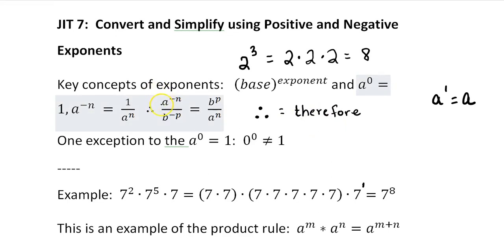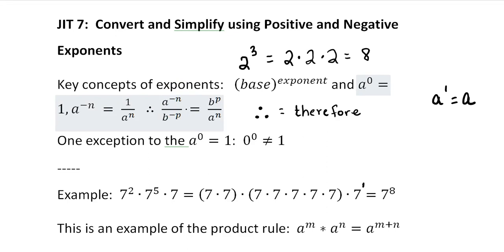So I have a to the negative n over b to the negative p is the same as saying b to the p, right? I've moved this up and I've dropped off that negative sign. And here I have my a to the negative n that gets moved down so that it's a to the n. We drop off that negative sign and we're all set. We're done. We've rewritten it.